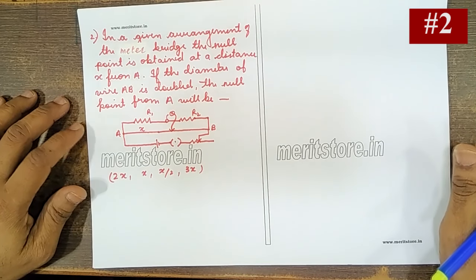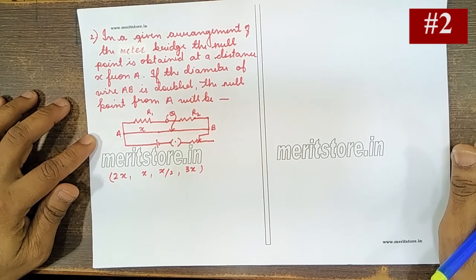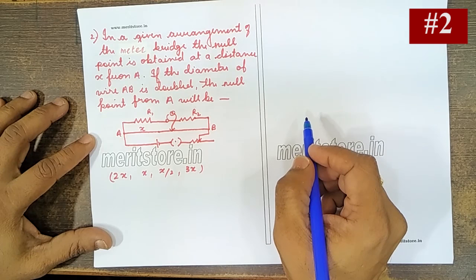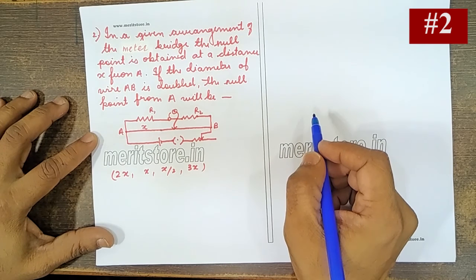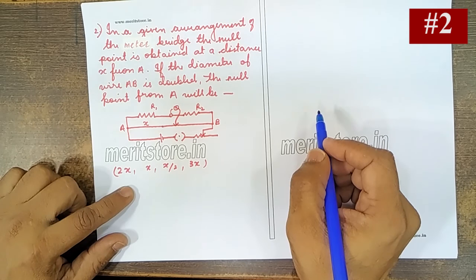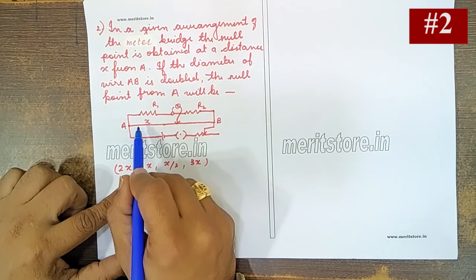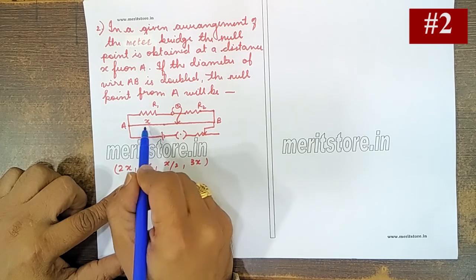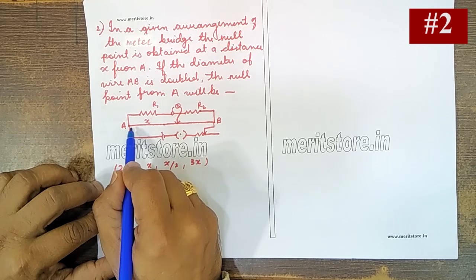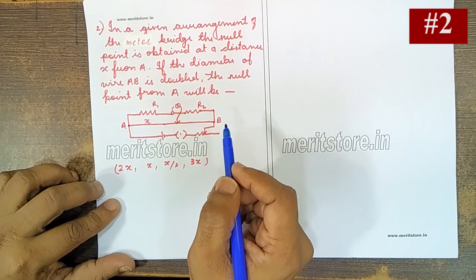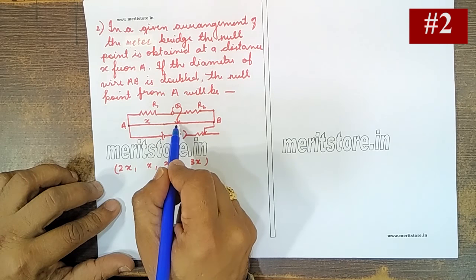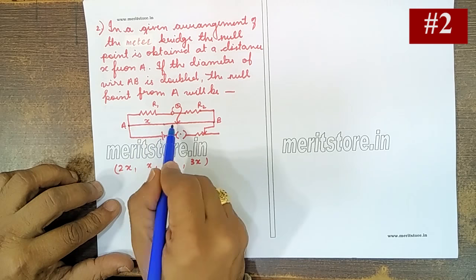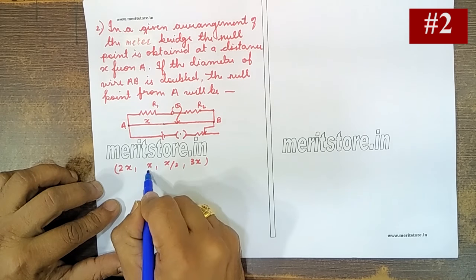In a given arrangement of the meter bridge, the null point is obtained at a distance of x from A. If the diameter of the wire AB is doubled, the null point from A will be dash. The choices are 2x, x, x by 2 and 3x. Now this is our diagram. The wire AB is the potentiometer wire, R1 and R2 are the resistances. We are getting null point x. Now what they are telling us is the diameter of this wire AB is doubled. So how much will be the shift in the null point? Now the null point does not depend upon the area of cross section, nor does it depend upon the thickness. So here the answer will remain x.